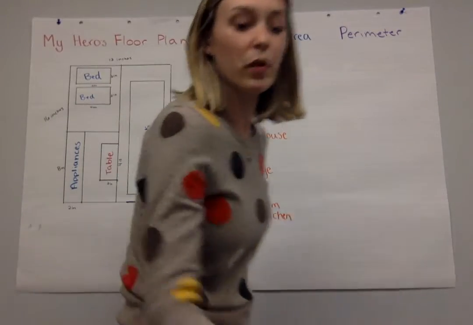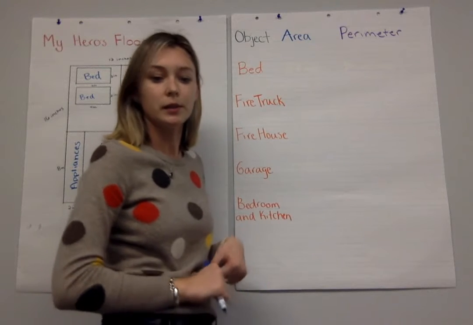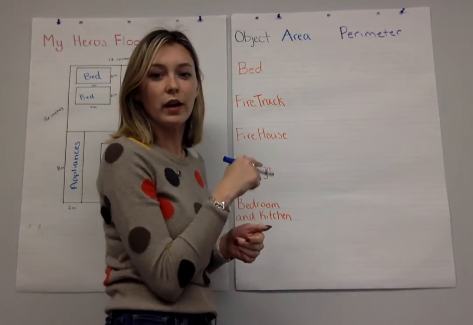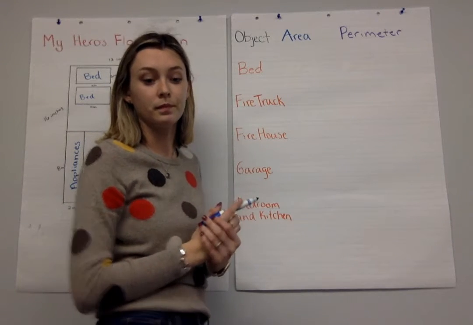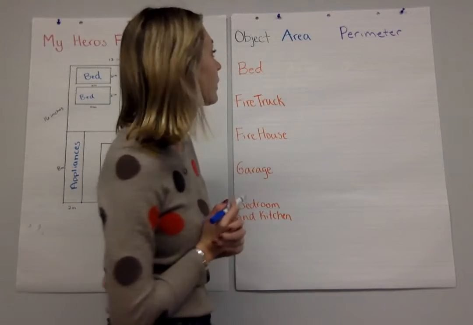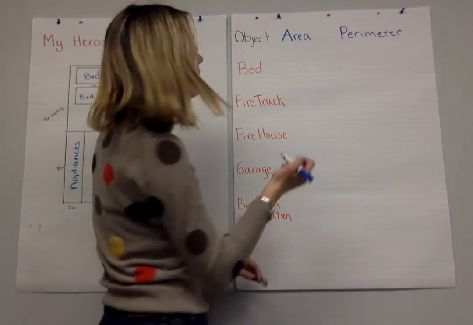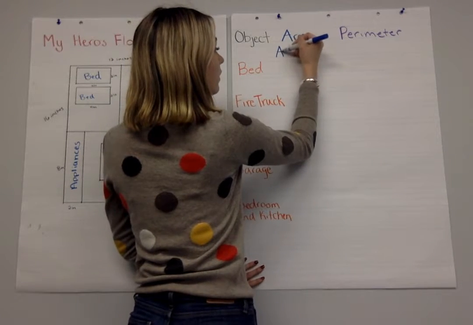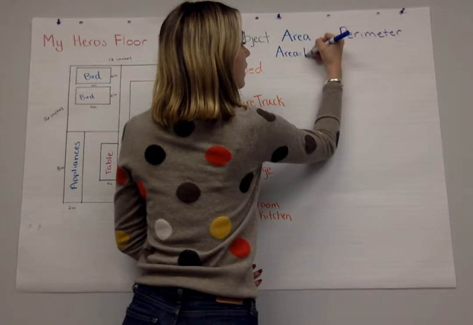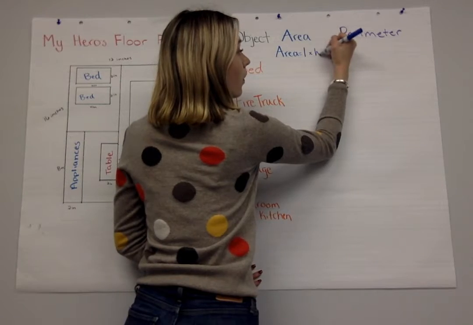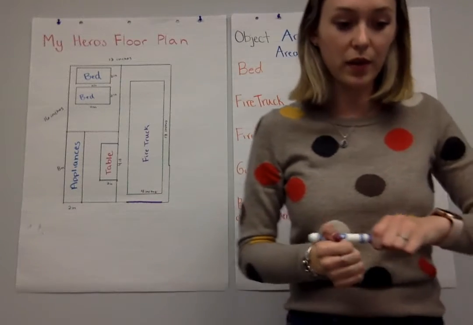Does anyone remember what the formula to find area is? I'll give you a second to either write it down or think of what the formula is for area. I know it's been a while, so think nice and hard. The formula for area is area equals length times width. Area equals length times width.